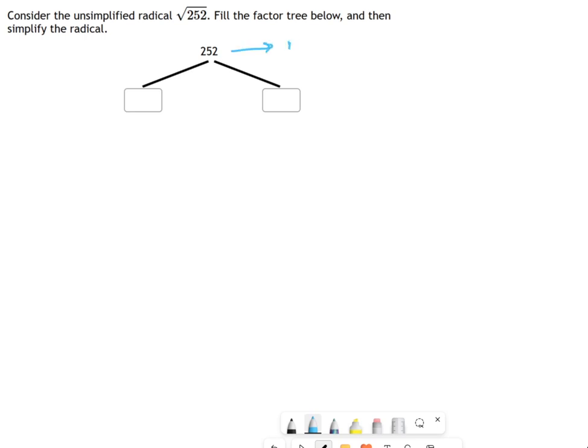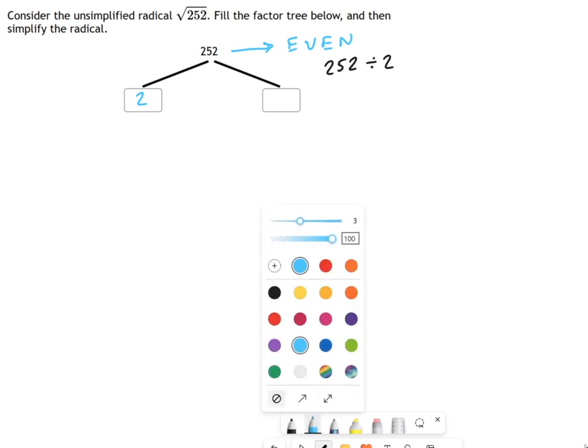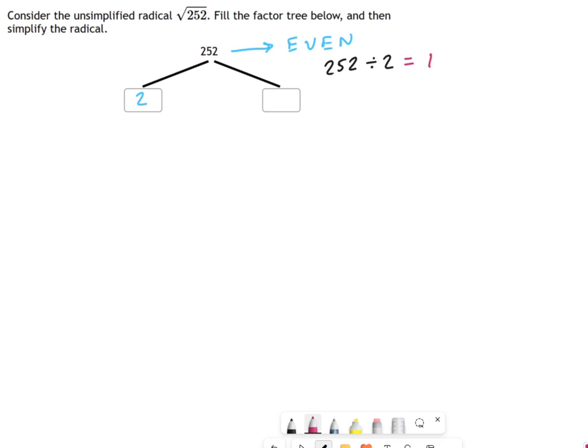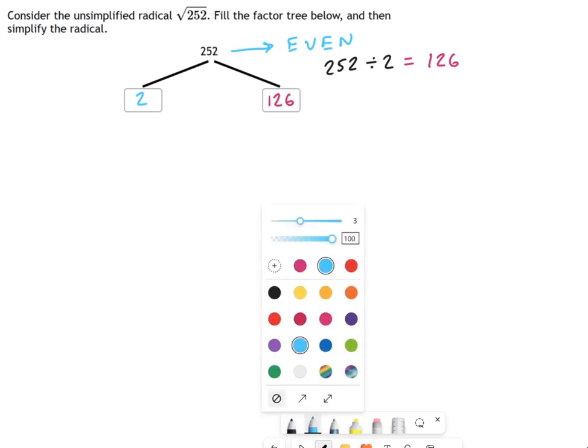But I'm going to notice that 252 is an even number, which means it's divisible by 2. Now, what goes in the other box? Well, to figure that out, you have to say 252 divided by 2, and then we have to figure out what that equals. Well, if you have a calculator, that'll be handy. This one is 126. Okay, so I put that number in this box right here.